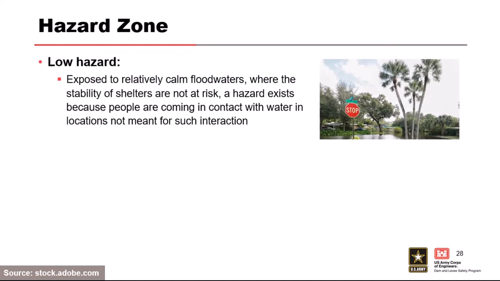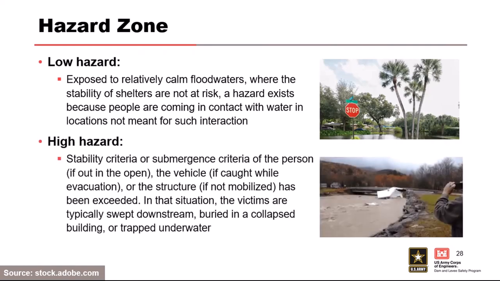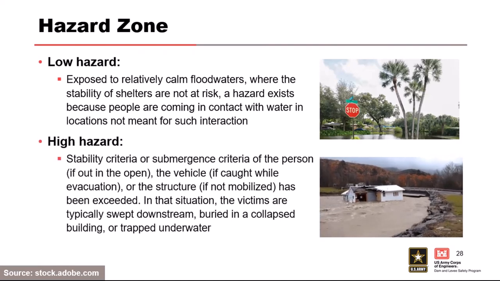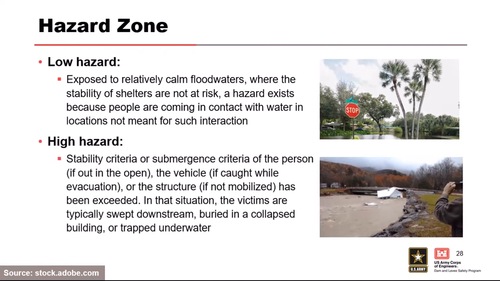Based off of the hydraulic conditions at these people's locations, we break out into low or high hazard. So low hazard is generally calm flood waters. People can generally wade through it. It's pretty safe. Whereas high hazard is where the stability of the structure or the vehicle or a person on foot has been lost, or submergence has been exceeded for a person. They can no longer easily keep their head above water. These are considered high hazard situations. And we bin each person who has come into contact with water in the simulation into one of these two bins, either high or low hazard.